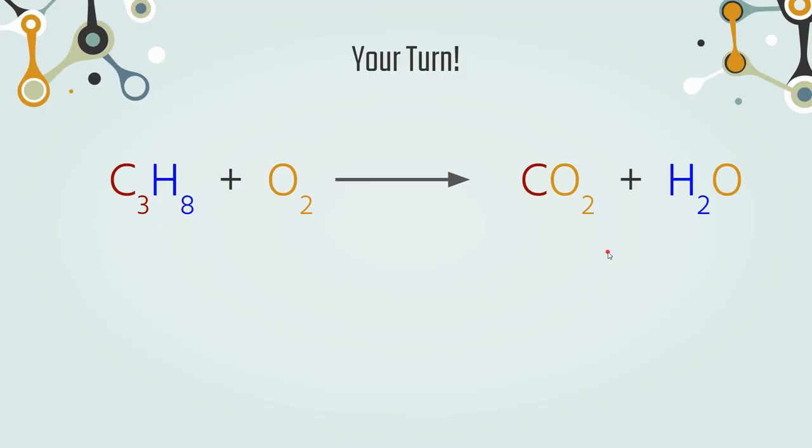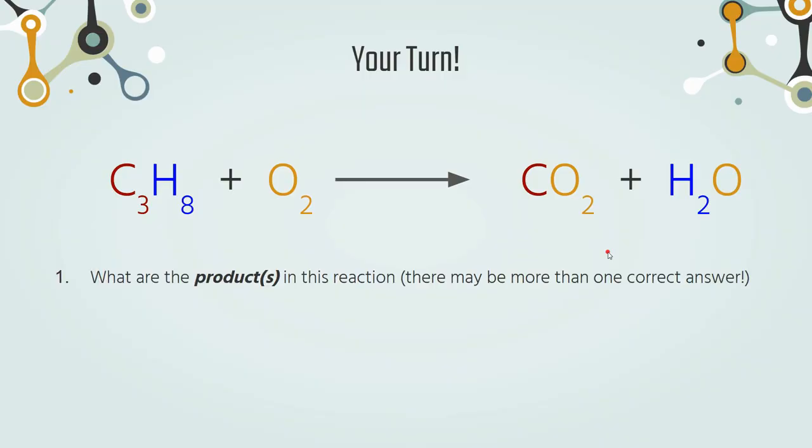All right, let's try another one. This new reaction on screen. First, what are the products in this reaction? Which of these four chemicals are our products? And again, there may be more than one correct answer, so select everything that's correct. Next, what type of reaction do we see on screen? So what of our 5 types is this reaction?